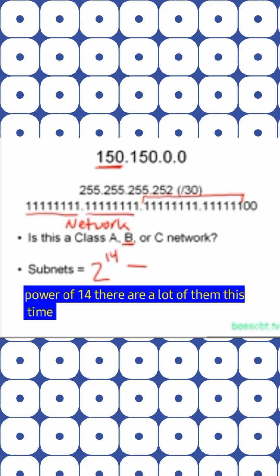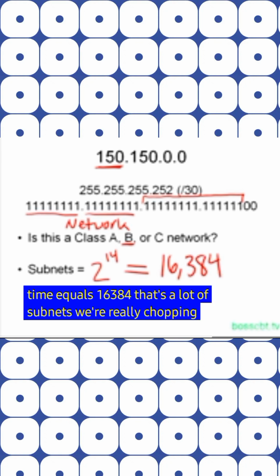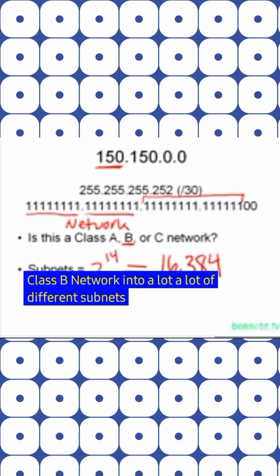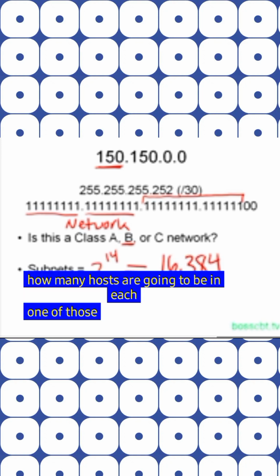There are a lot of these. They equal 16,384. Well, that's lots of subnets. We are chopping this class B network into a lot of different subnets. Let's go ahead and see how many hosts are going to be in each one of these subnets.